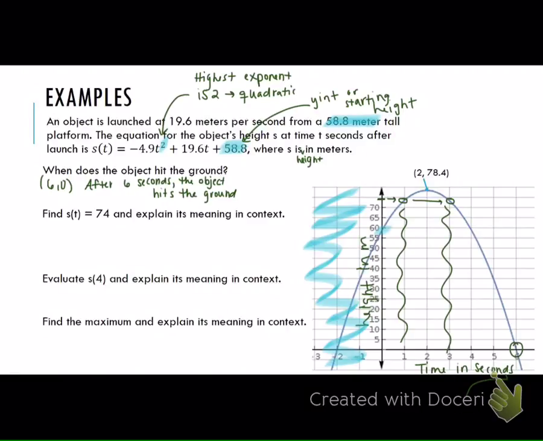So oftentimes we are going to have 2 inputs for each output, because what goes up must come down. If it goes up, it doesn't continue going up forever. After 1 second, the object is at 74 meters. And after 3 seconds, the object is back at 74 meters.